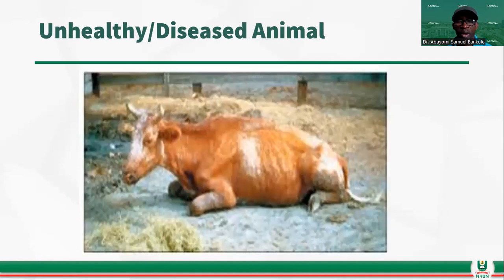Now, we saw a healthy animal or cattle the other time. Now you are seeing an unhealthy one. You can see this animal is just down there, not even standing up. It's just down. See the ribs out. It's not even looking attractive. That is a sick animal there, or a diseased animal.